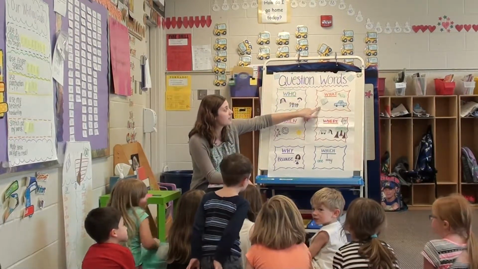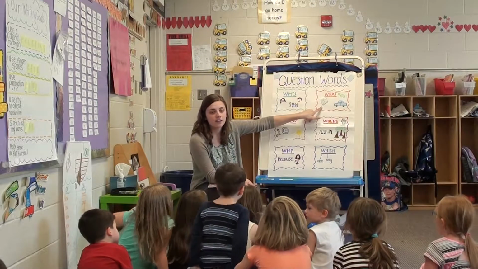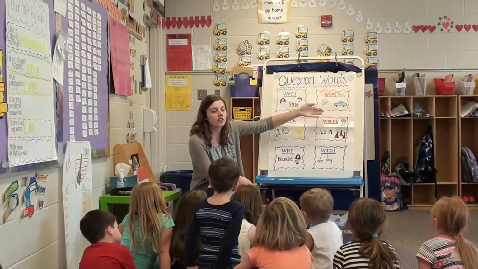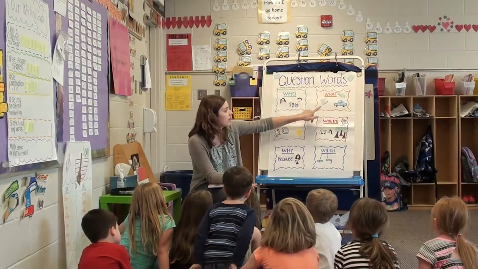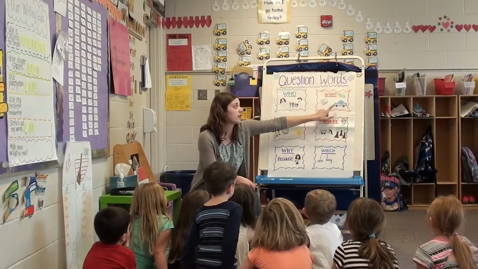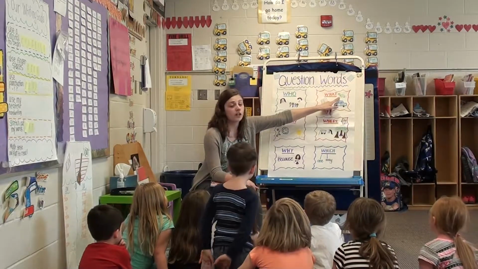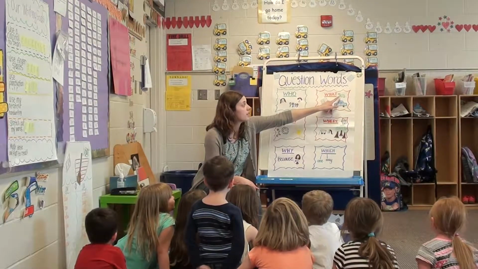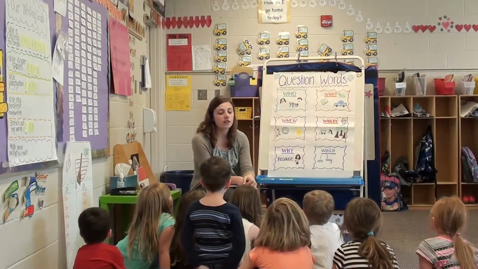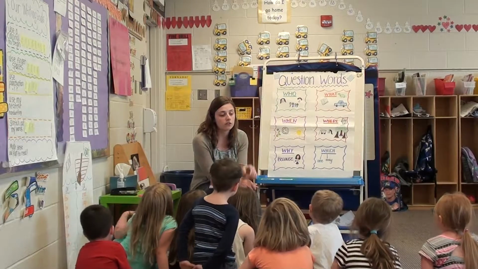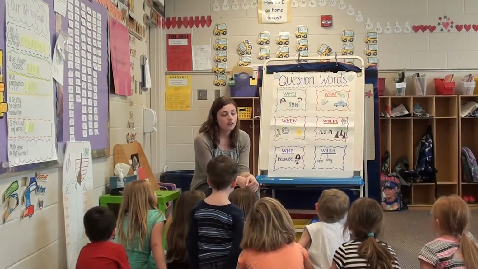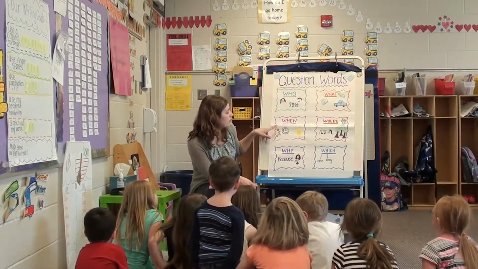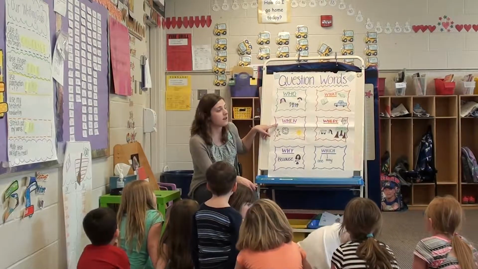The next question word is what. So that's what are the characters doing in the book? They could be reading a book or driving a car, or like our book that we read today with the Franklin book. This could be the turtle and he's trying to find the neighborhood or what he wants to do for drawing.